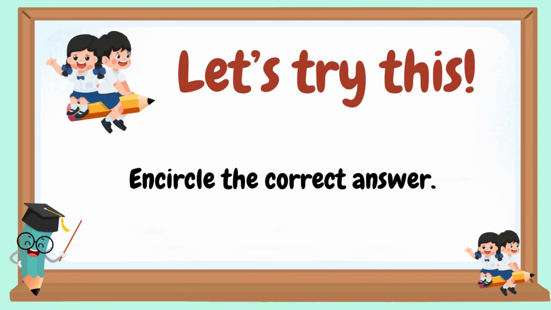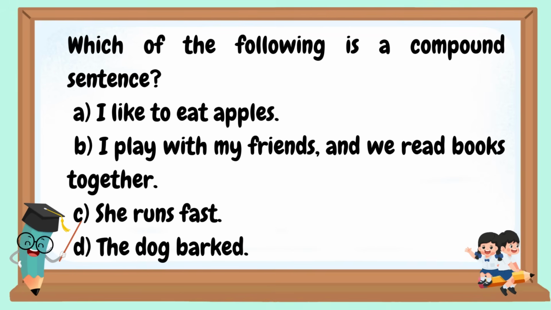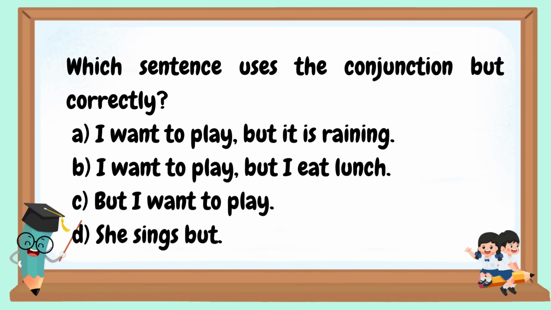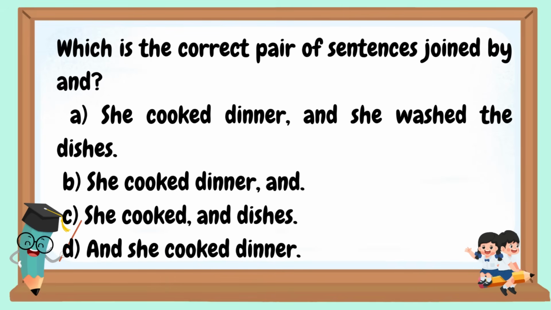Let's try this and circle the correct answer. Which of the following is a compound sentence? What does a coordinating conjunction do? Which sentence uses the conjunction but correctly? Choose the best conjunction. Do you want cake? Blank. Do you want ice cream? Which is the correct pair of sentences joined by and?